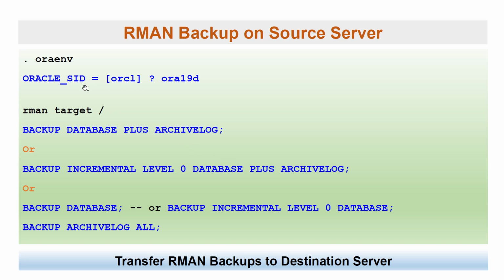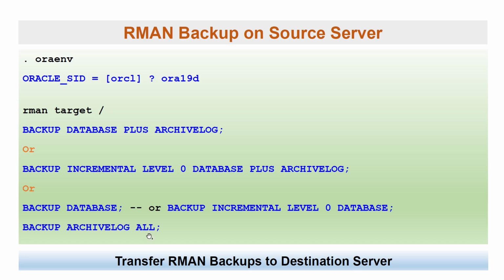Now, how can we take the backup? First we'll set the environment variable. We'll connect to the RMAN target session. We can say backup database plus archivelog, which will take the backup of the database along with the archivelog. If you don't want a full database backup, you can take the incremental level 0 backup. So you can say backup incremental level 0 database plus archivelog, or you can take the backup of the database, or backup incremental level 0 database followed by archivelog all. The first two commands will take the backup of the database along with the archivelog. The last two commands first take the backup of the database, then you can take the archivelog backup.